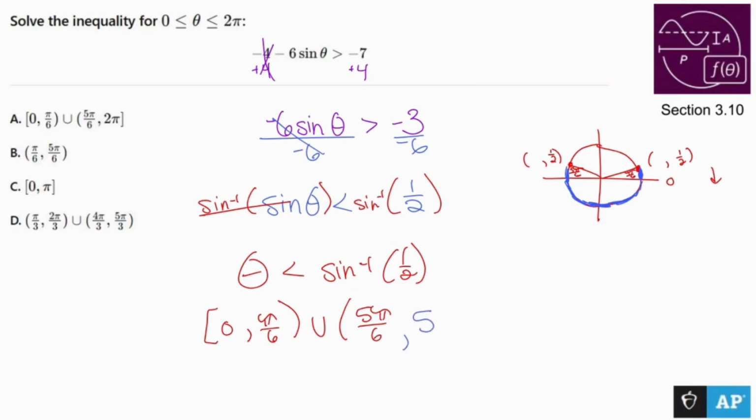I don't know why I said 5. It's 2 pi though. So what does that give us? Hey, very strange problem. Didn't like it at all.